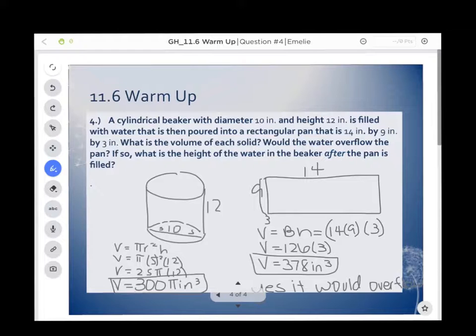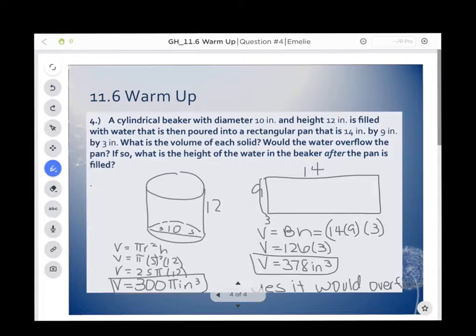All right, this question, and I said this is a really good standardized test question. It says a cylindrical beaker with a diameter of 10 inches and a height of 12 inches is filled with water that's then poured into a rectangular pan that is 14 by 9 by 3. What's the volume of each solid? Would the water overflow in the pan? And if so, what's the height of the water in the beaker after the pan is filled?